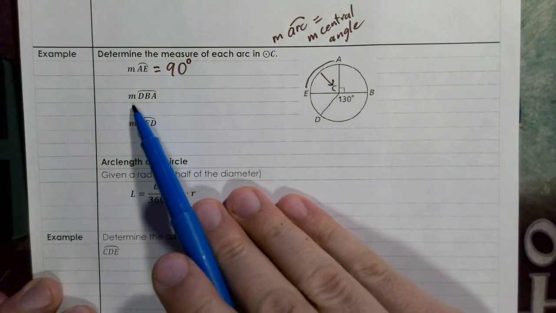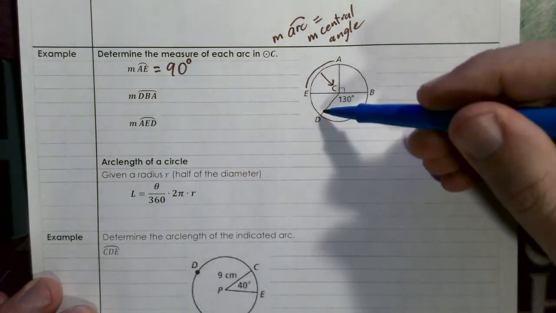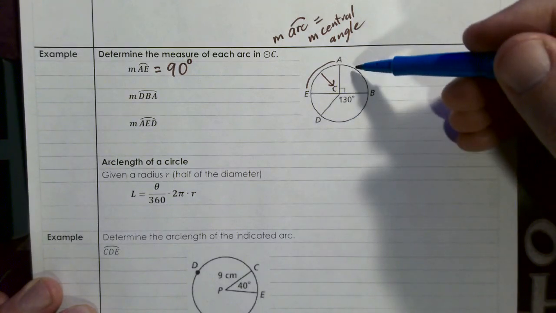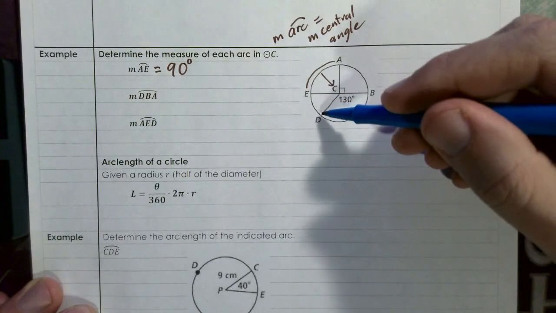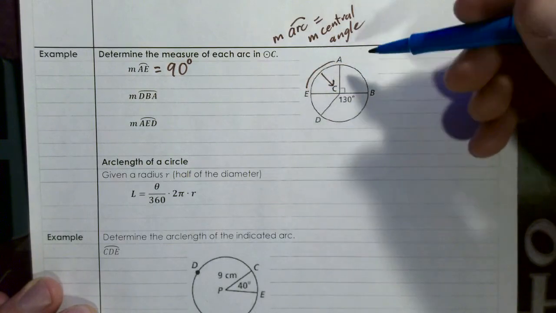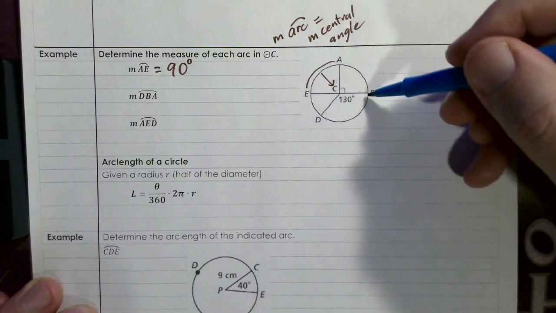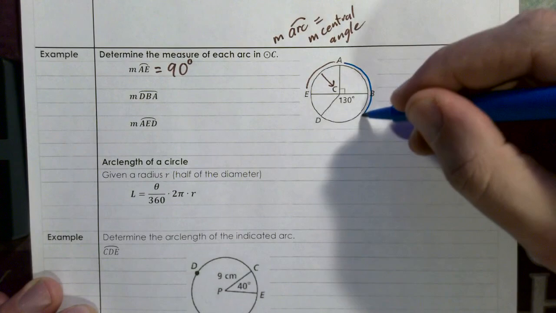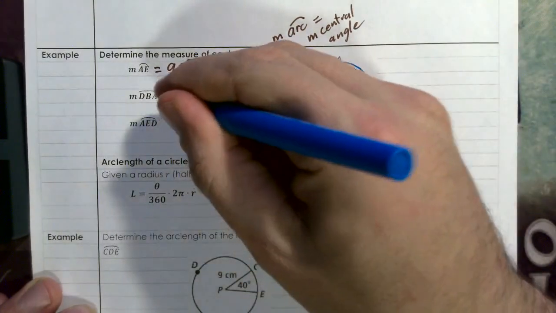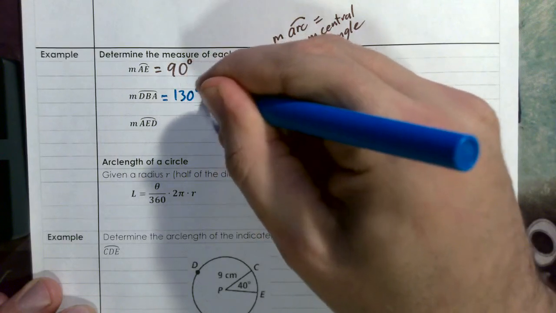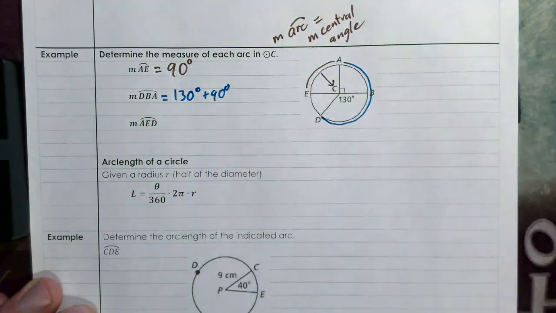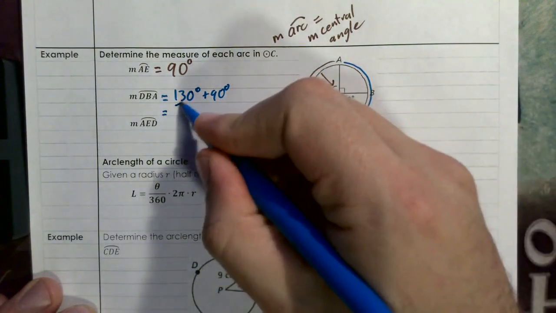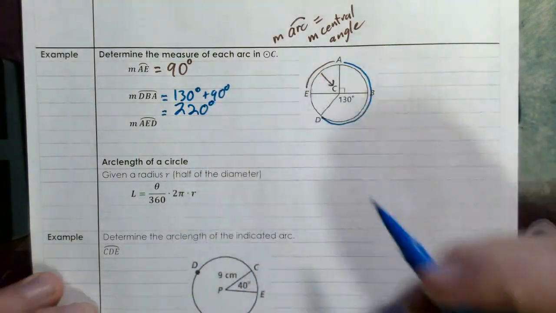If I'm doing this one, the measure of DBA, so I want all of this stuff. I know it is the major arc because I've got 3 letters, not the minor arc over here. So that's 130 degrees plus this 90 degrees to get this arc, adding those two central angles together. So the measure of DBA has got to be 220 degrees.